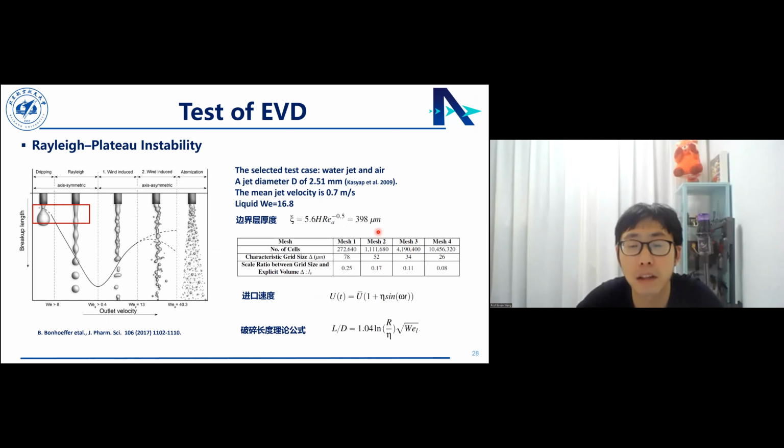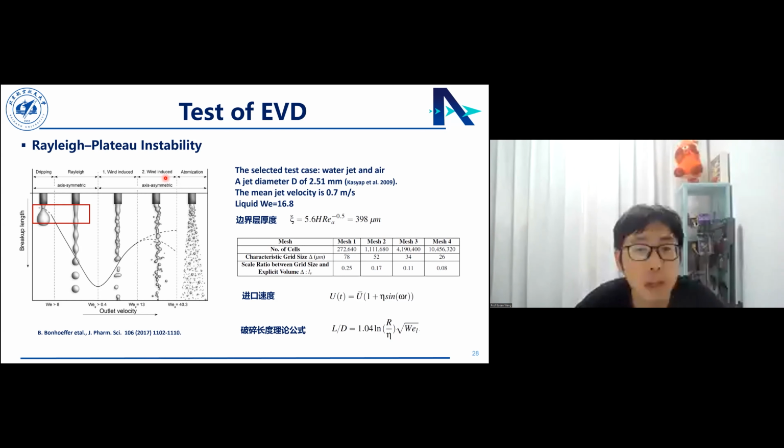This is a canonical water jet in air breakup. The mean jet velocity is only 0.7 meters per second, and the boundary layer thickness is 398 micrometers. We define 4 grids from 0.27 million to 10 million cells. And then we give periodic boundary conditions to satisfy the linear theory of the Rayleigh-Plateau breakup.